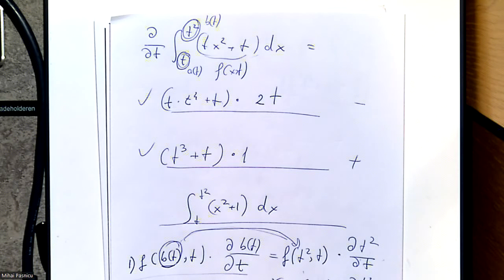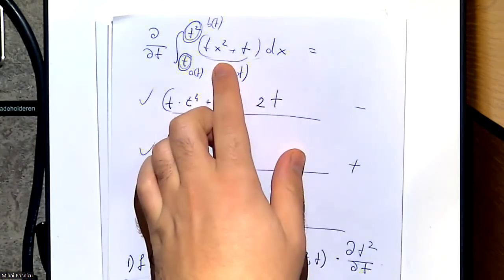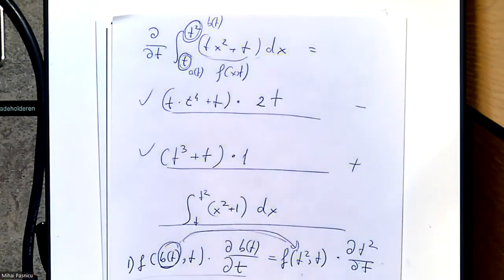Now, I think I have to answer a couple of questions. Like, first one being, why would you ever want to do that? And the reason being is that I took in this case a really simple example. So you could have just computed this integral, right? You could have just computed this integral of tx squared plus t dx. You could have just computed it.